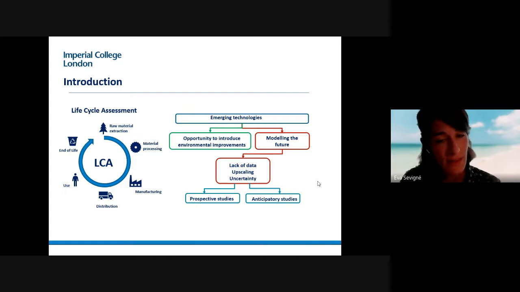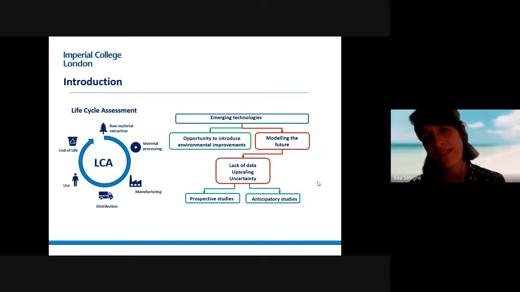And to deal with these limitations or gaps, there are two tendencies in the LCA community. Most LCA dealing with emerging technologies are applying what we can call prospective studies. The idea of this is to model the future. So they use different techniques to upscale the data that they have, and they use, for example, learning curves or extreme scenarios. So the idea is to model the future to understand how this technology might look or might evolve in the next 5-10 years, and to model in accordance to that.